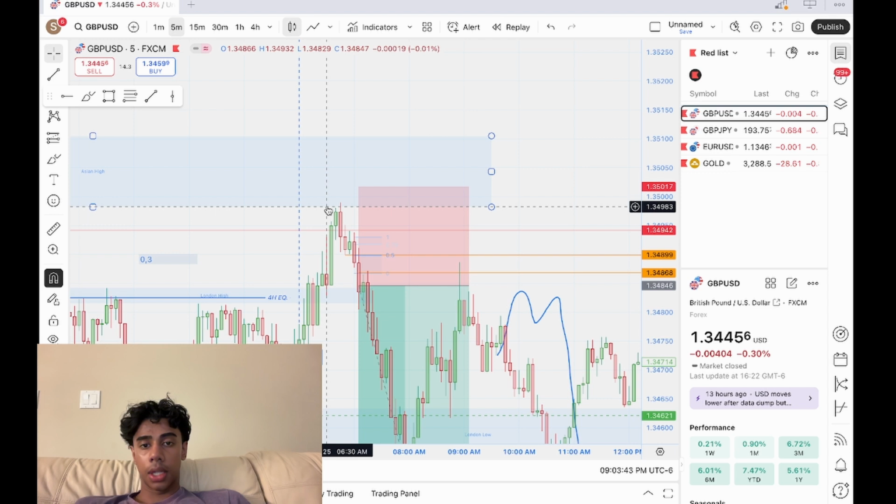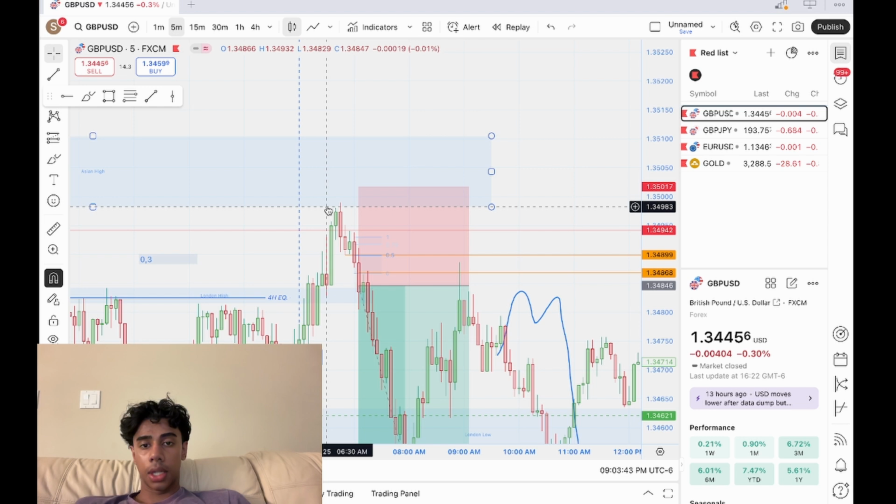So we come into here and then we form a low as we started to move down, and then because we had a 30-minute closure above the London high, I wanted to see continuation to the downside on the 1 minute at least. So we did end up coming into 1 minute equilibrium and then breaking 1 minute structure to the downside.